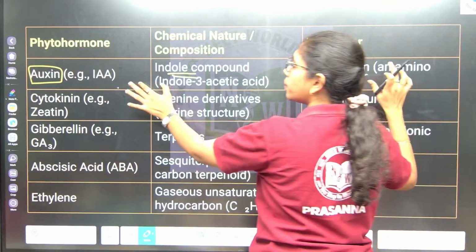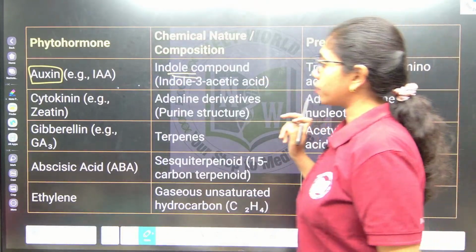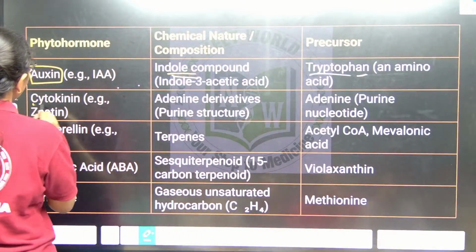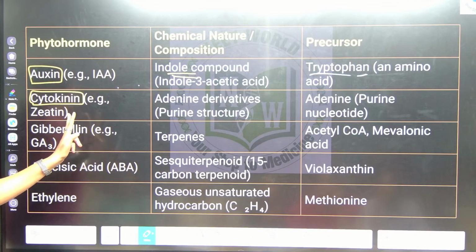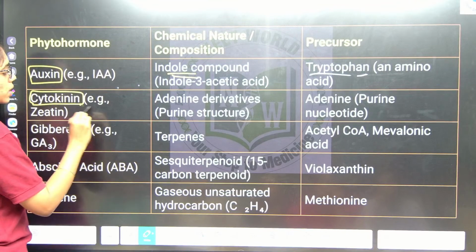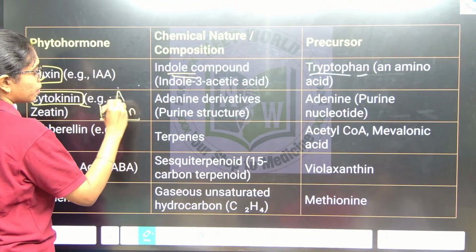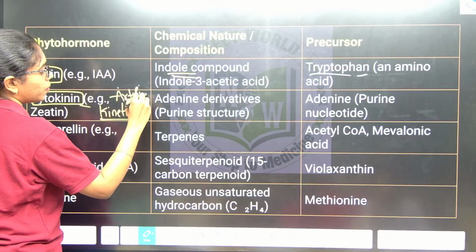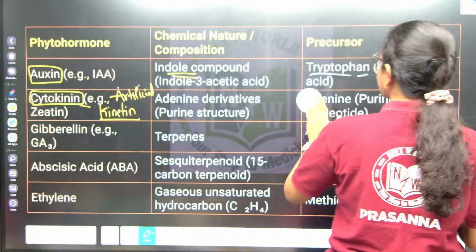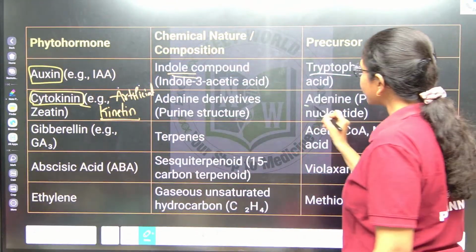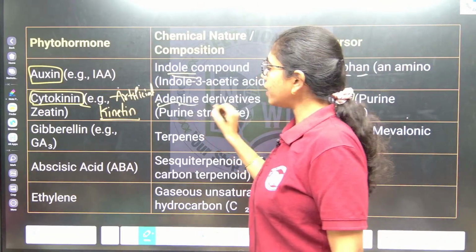So, what is the precursor? Tryptophan for auxin. What are its derivatives? Indole derivatives. Remember, for cytokinin we will learn natural cytokinin and artificial cytokinin. Natural cytokinin is zeatin, artificial cytokinin is kinetin. And its precursor is adenine. Usually these are purine derivatives, more specifically adenine. Derivatives are also adenine derivatives.